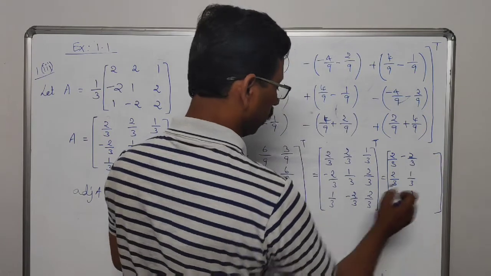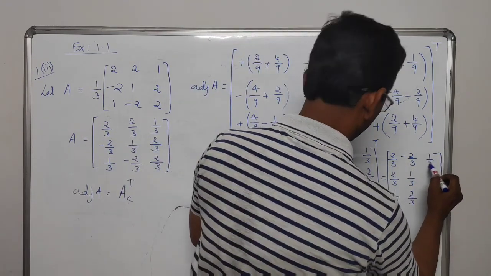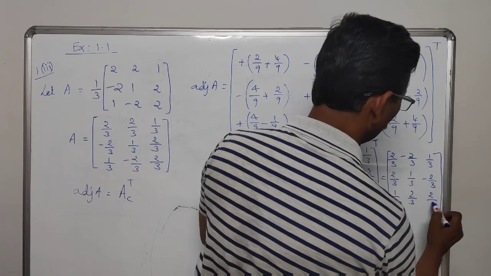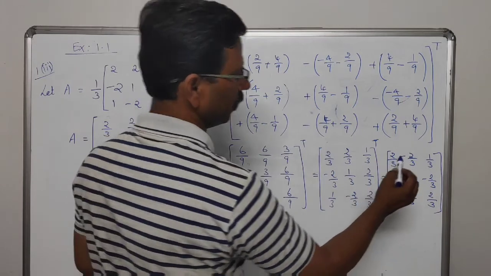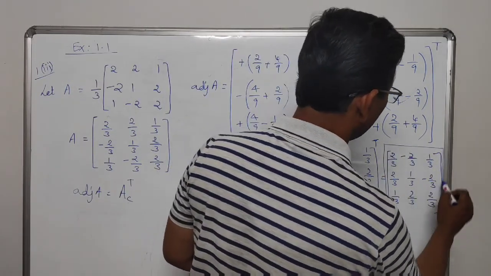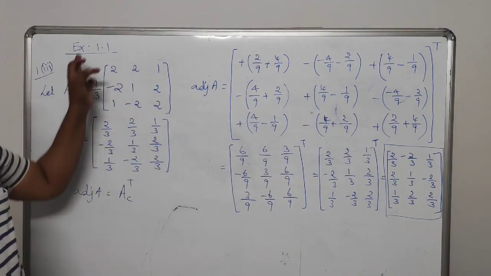Then the third row becomes the third column: 1 by 3, minus 2 by 3, then this is 2 by 3. Now this is the required adjoint of this matrix. Likewise, we can find the adjoint for this problem.